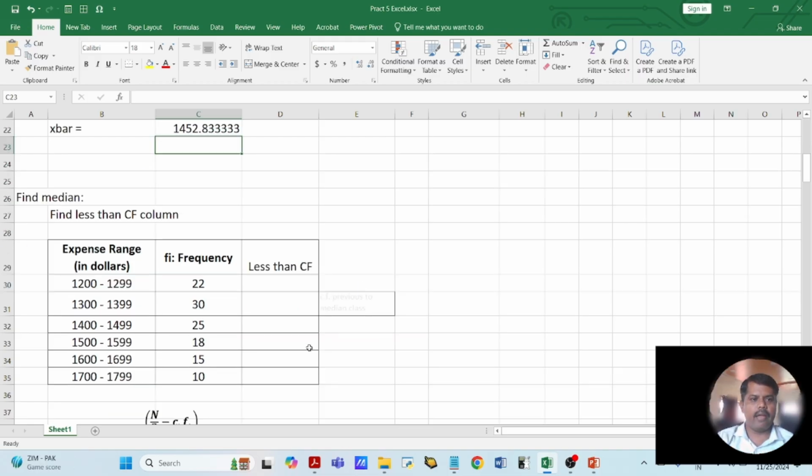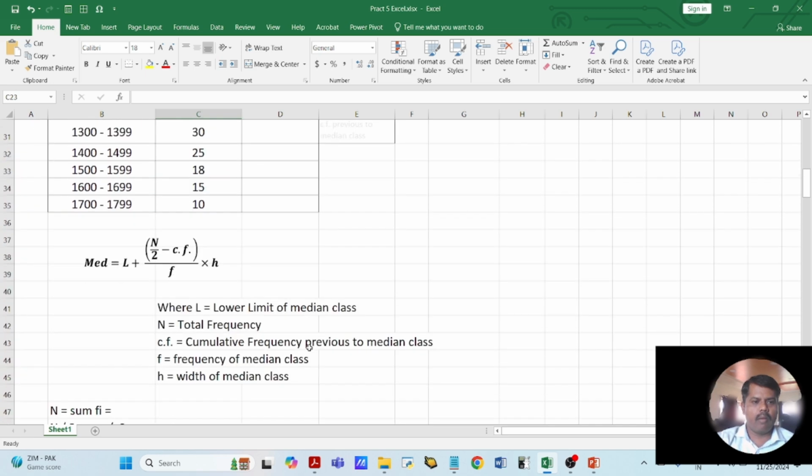Now let's find median. So let's look at the formula for median. Median is equal to L plus n by 2 minus cf upon f into h. Let's see what is the meaning of each symbol. L is the lower limit of median class, n is the total frequency, cf is the cumulative frequency previous to median class, f is the frequency of median class, h is the width of median class.